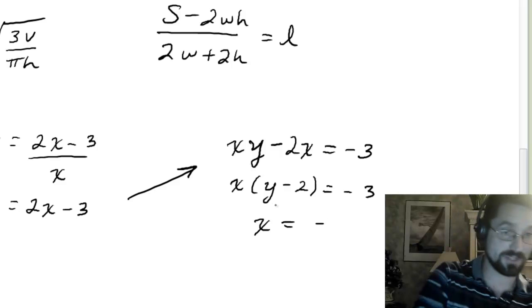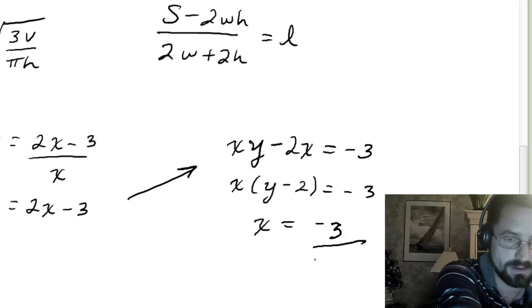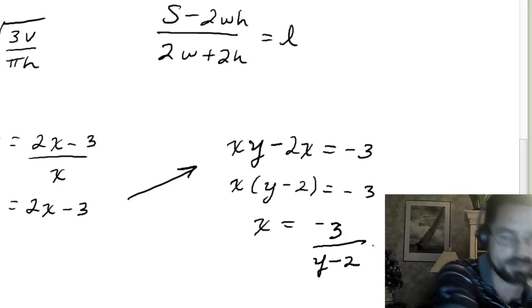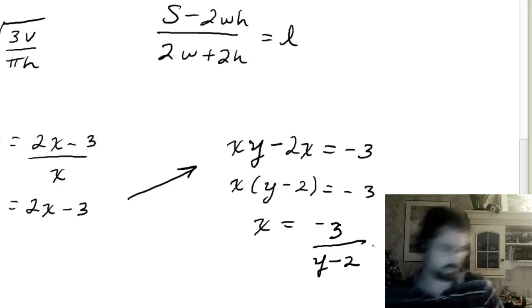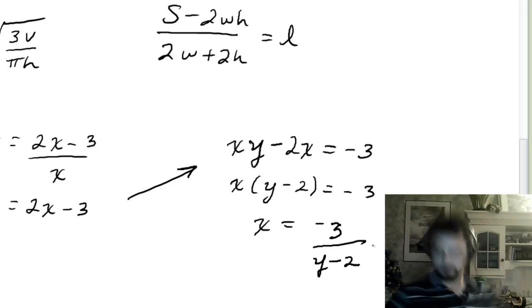You're making this take much longer than it should. Stop. Okay. Negative 3 over y minus 2. Alright, hold on a second. You, mister, are now going on the floor.